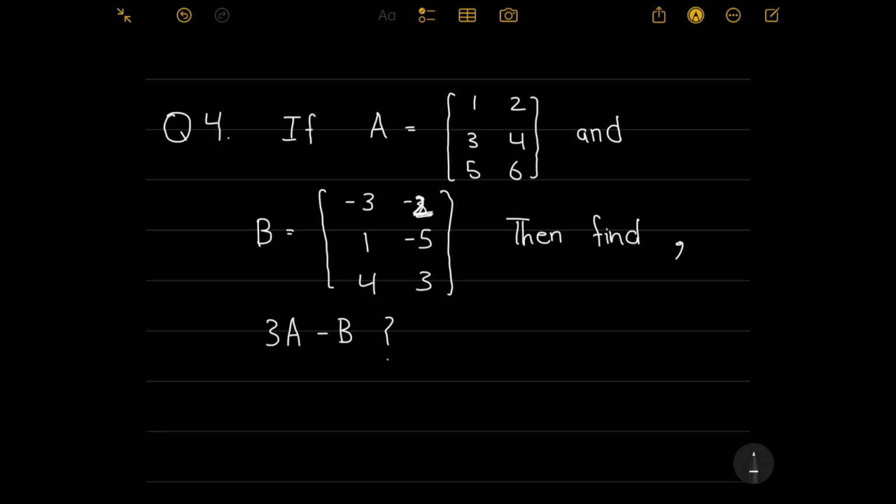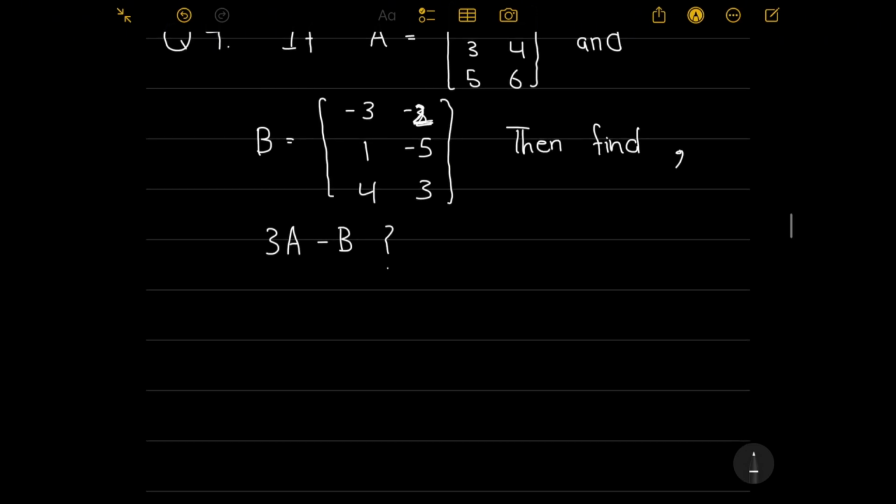Next question is question number 4. Question number 4 says that if A equals this matrix and then B equals this matrix, then find 3A minus B. So what we're gonna do is actually find 3A first. So 3A is 3 times this A matrix. So we're gonna multiply 3 with this A matrix and then subtract it from this B matrix.